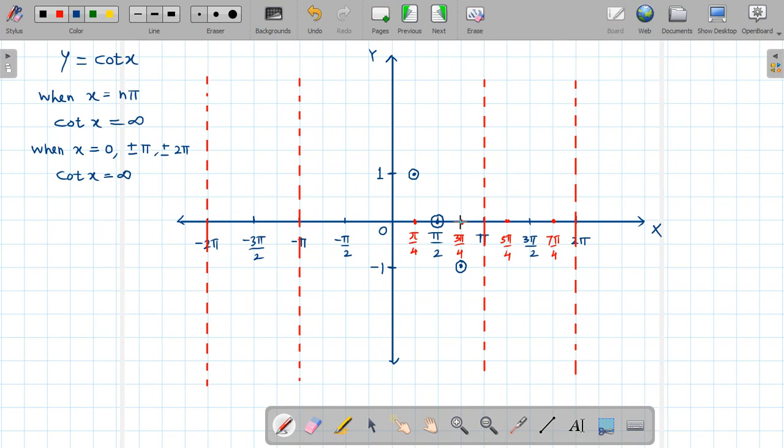Cot 3 pi by 4 is minus 1 because it is pi by 2 plus pi by 4. So it lies in the second quadrant, and in the second quadrant the cot ratio is negative. So cot 3 pi by 4 is minus 1. So in this interval, between 0 to pi, we have cot pi by 2 is 0, cot pi by 4 is 1, and cot 3 pi by 4 is minus 1.